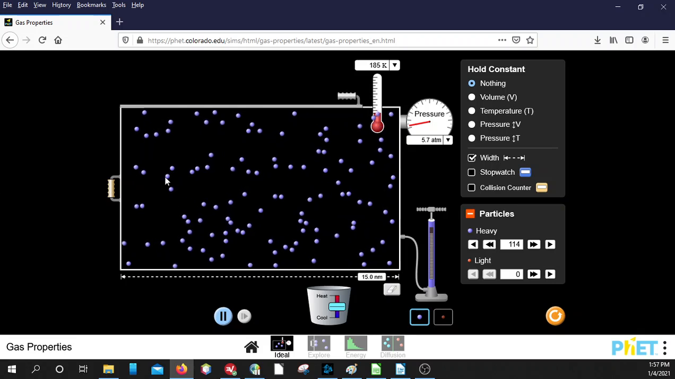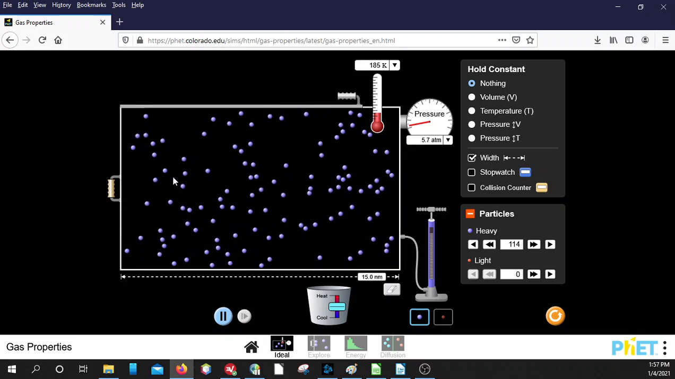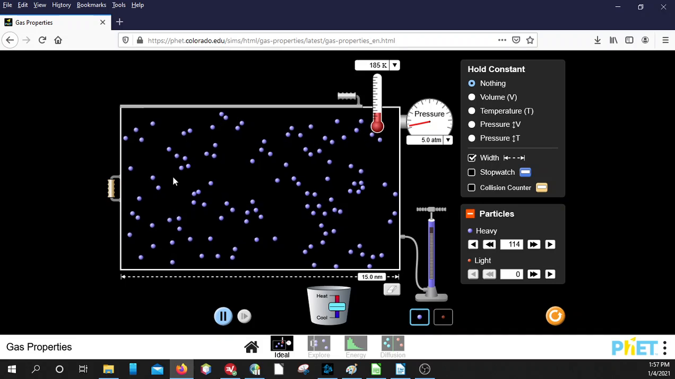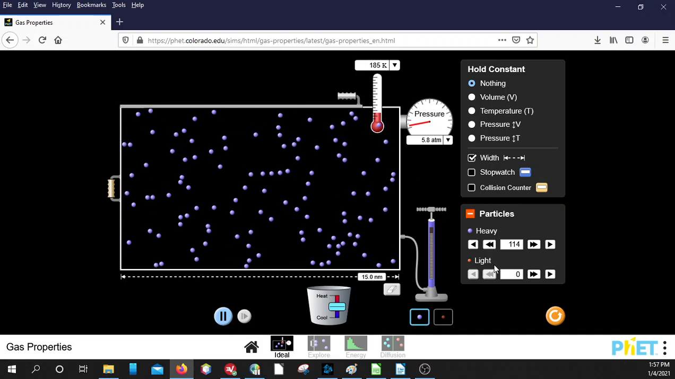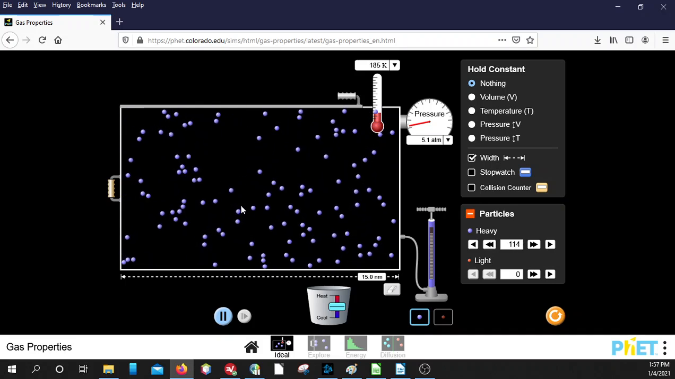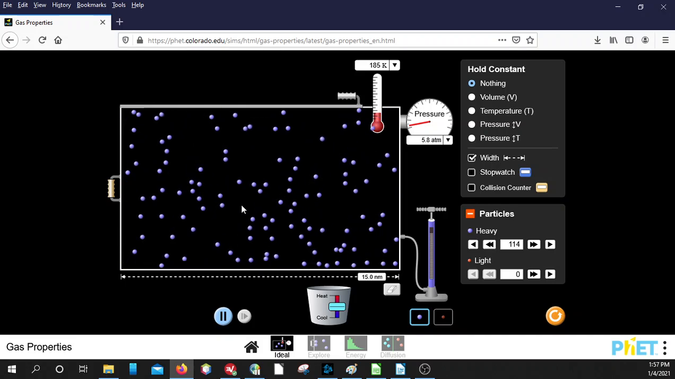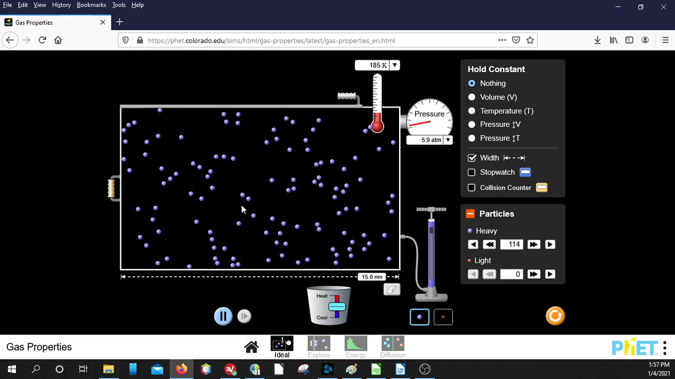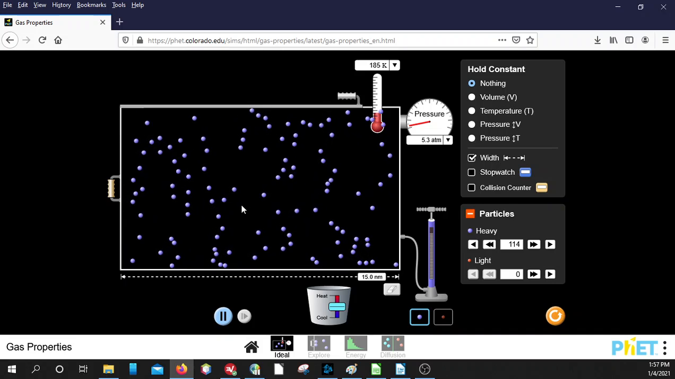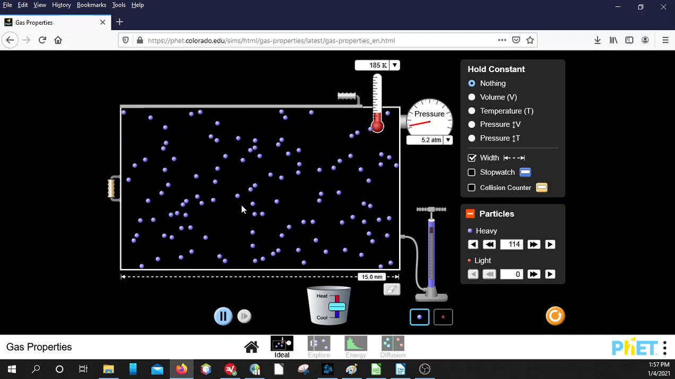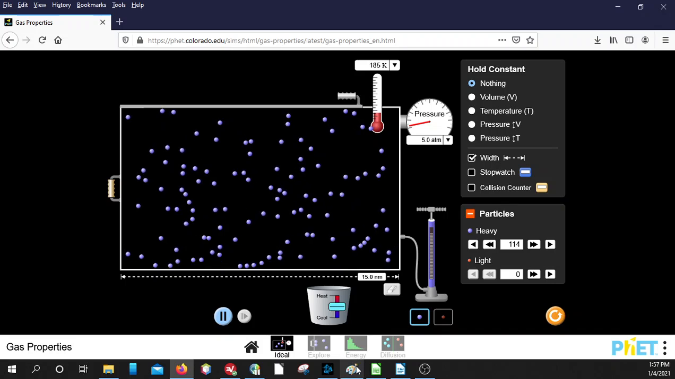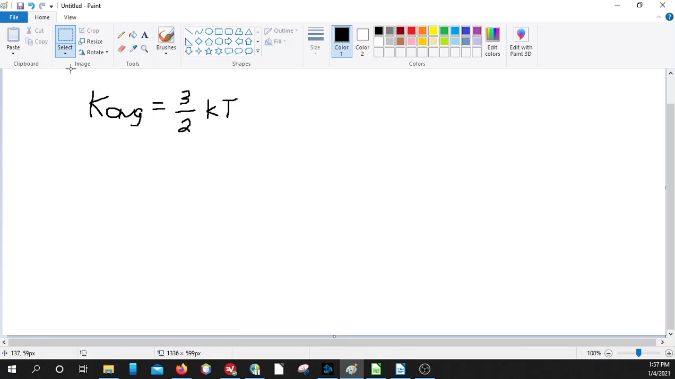And so the first part of this experiment, we're going to do 3 trials. And we're going to keep the number of particles fixed at 114 for all 3 trials. And what we're going to do is look at how the pressure and volume are related. Now we know we have the ideal gas law. So I'm going to get rid of this. Just from the ideal gas law, we know pressure times volume. Now I'm going to use this version of the ideal gas law. I'll write down this version.